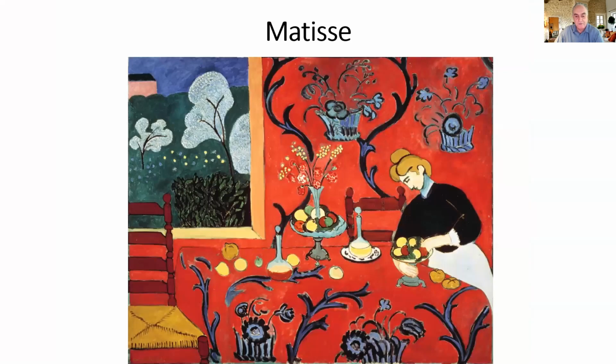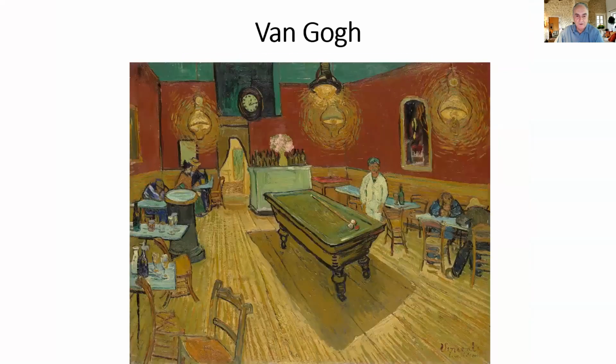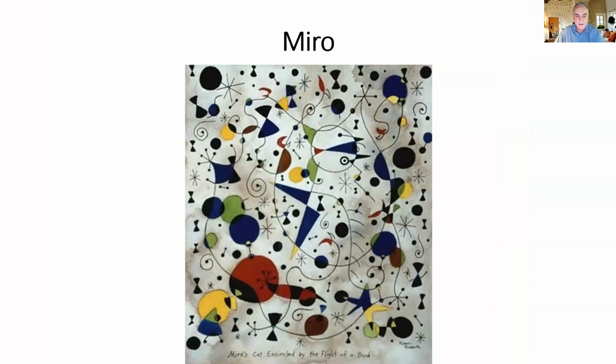Here's Matisse. Here's Picasso. Here's Van Gogh, again, single point perspective. And now look at Joan Miro, a contemporary of these people. And this too is reverse perspective. This too is using that planar effect.